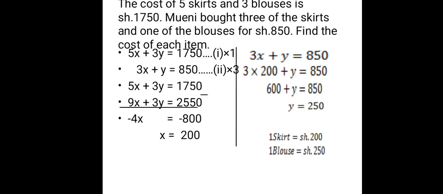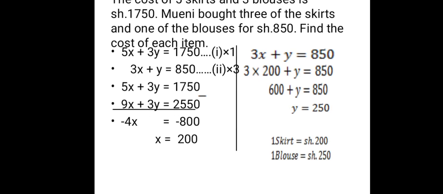Let's say the cost of a skirt is x and the cost of a blouse is y. So 5x plus 3y is 1750. Now if Mweni bought 3 skirts and 1 blouse, it will be 3x plus y, which is equal to 850. We can solve these 2 equations simultaneously by elimination.